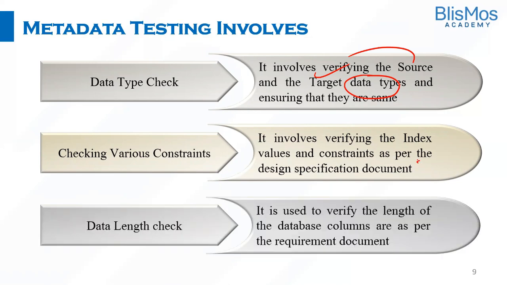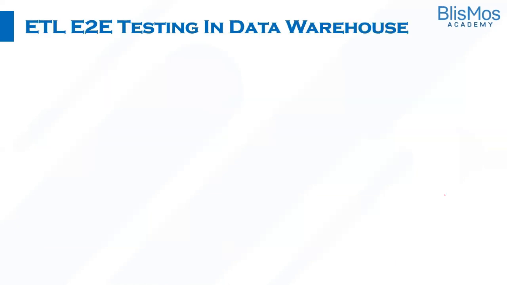So when we are defining the columns, we would have defined the column length, like it may be 15 characters, 20 characters, or 100 characters. So as a part of the data length check, we'll verify whether the columns have the appropriate length or not. After verifying the metadata, we'll move on to the end-to-end testing.